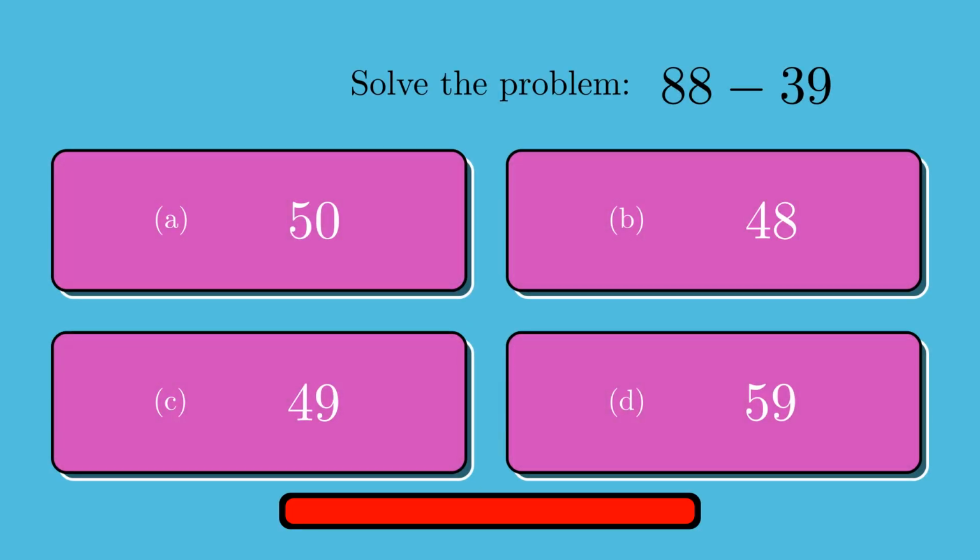Here's a math problem for you. 88 minus 39. What is the answer? A, 50, B, 48, C, 49, D, 59. You have 10 seconds to solve the problem. Good luck.